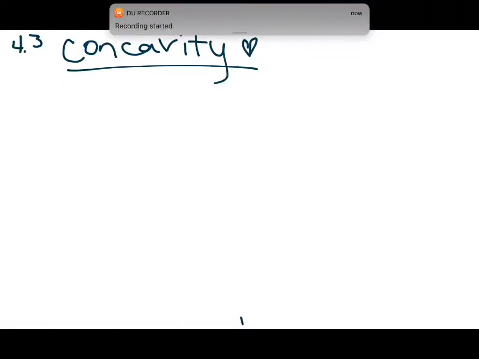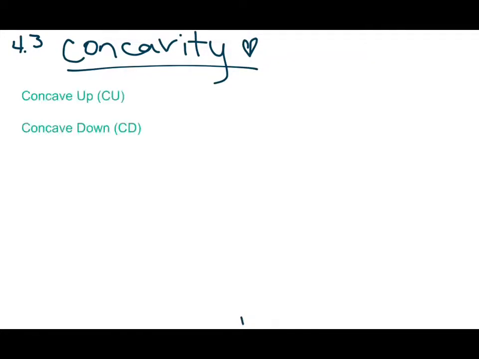Okay, so talking about concavity. Concavity is very, very simply when your graph is happy or sad. We can have graphs that are concave up or concave down. Concave up looks like a happy face.